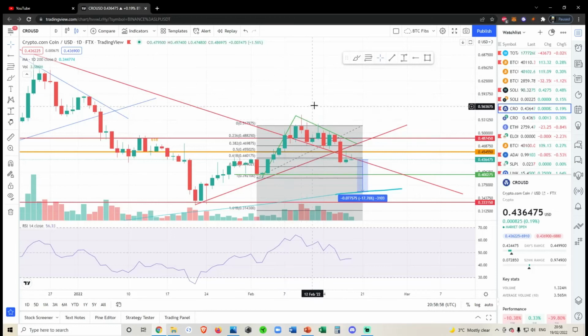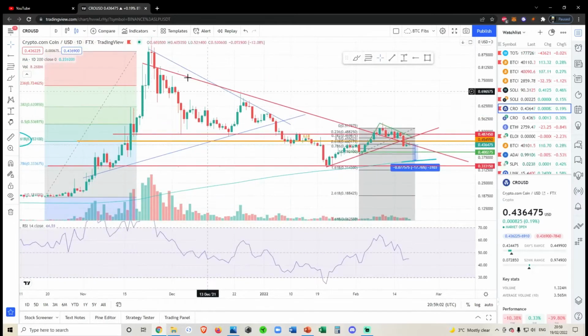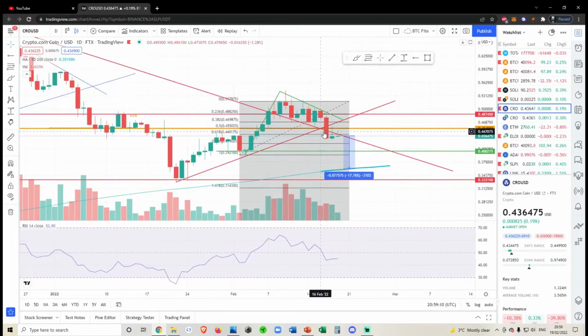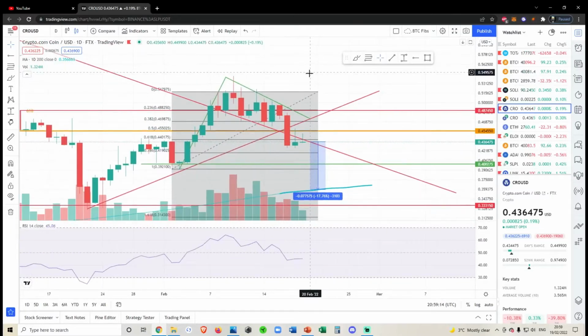Alright, let's do an update on crypto.com. So in the previous video, we basically outlined that we finally broke above this trend line. We were in a bull flag. We have obviously now broken below it, which is unfortunate. Since our last video, we have very strongly come down, back tested this line here, and come back down.